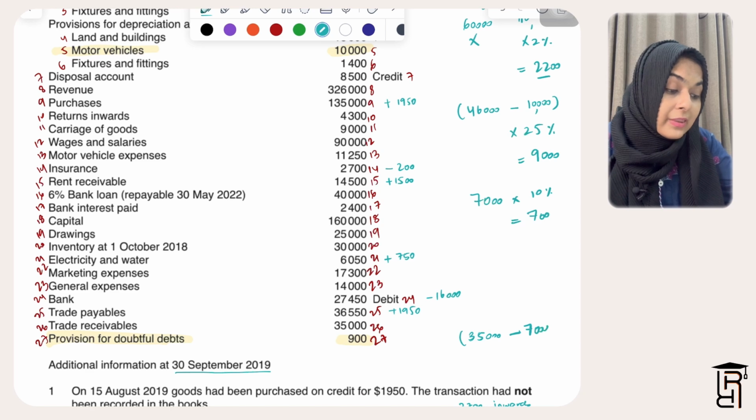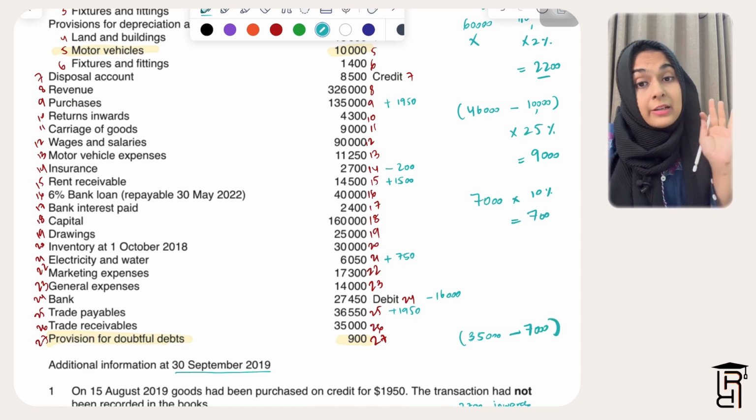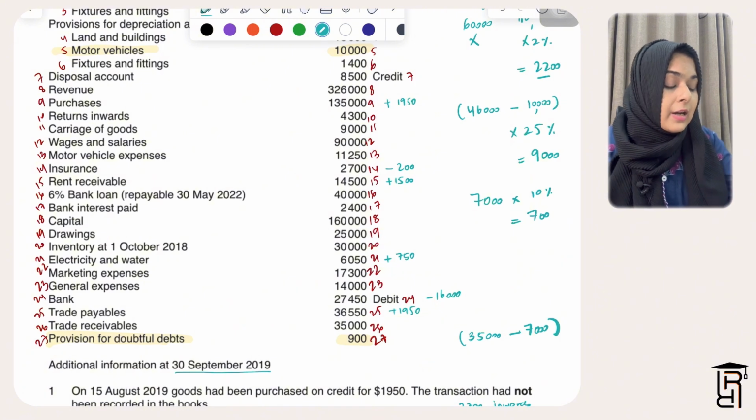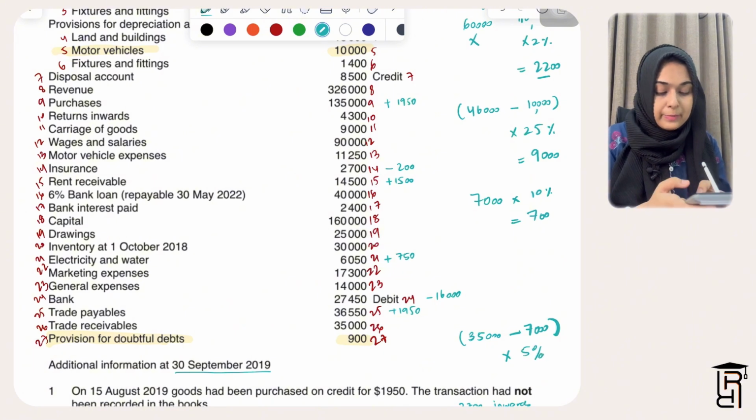Out of these, 7,000 cannot pay me because these are irrecoverable. They will not pay me. So my net trade receivables are 35,000 minus 7,000, which is 28,000. You multiply this by 5%. So 28,000 multiplied by 5% will be how much? 28,000 multiplied by 5% should be 1,400.